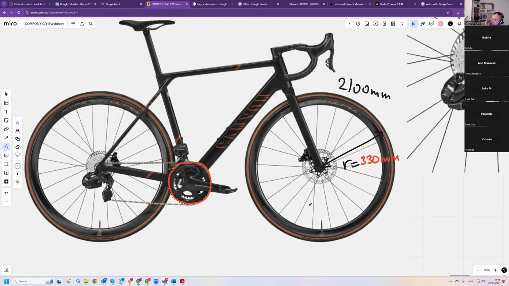Now, find the radius of the big one. Let's call it R1. And this is the radius of the wheel, R1. Using measurements, take a ruler and find the radius of the big wheel.